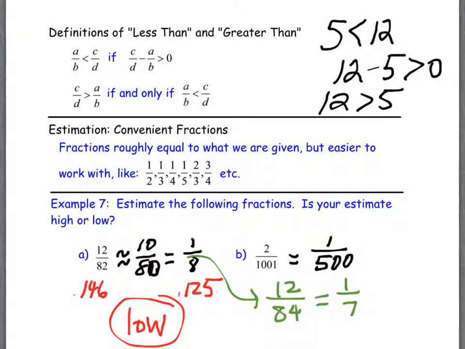What is your calculator going to tell you? What does the calculator give you for a decimal? 0.142. It's really close, right? It's slightly lower. You know, one way to decide that it's lower or know that it's lower is because the numerator stayed the same, right? And the denominator got bigger. What happens when denominators get larger?